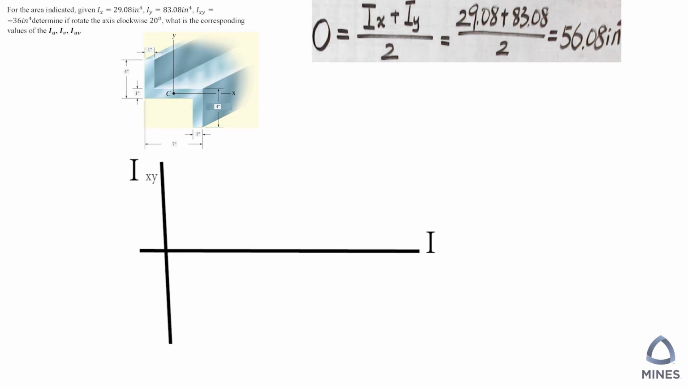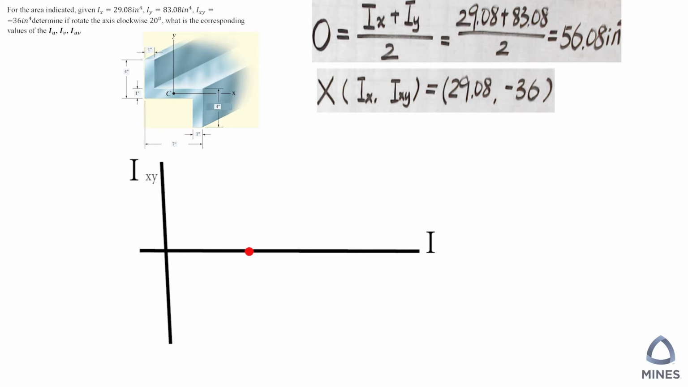So which means what we're going to do is try to find the center of the Mohr circle first. So this is the center of the Mohr circle. And then on the Mohr circle, we can try to find a point on the Mohr circle, which will be Ix, Ixy, and then we have to find the x location, which is 29, -30. So it will be somewhere here.